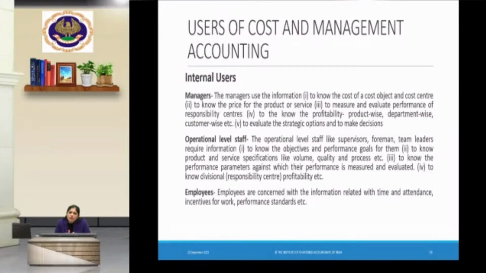So all that information is actually given by the cost accounting department. To know product and service specifications like volume and quantity and the process, what all the requirements are for that product, which type of raw material is used for this product, how many days it takes to manufacture this product into a finished product. So the whole scenario, the whole production process, everything they need to understand.